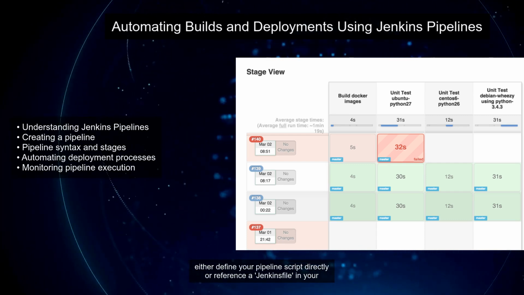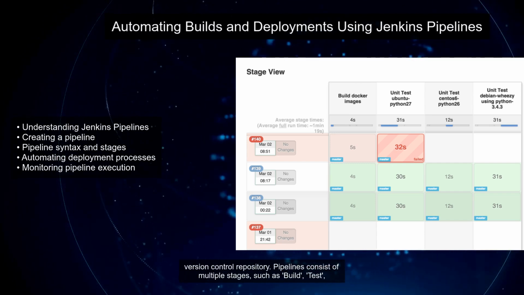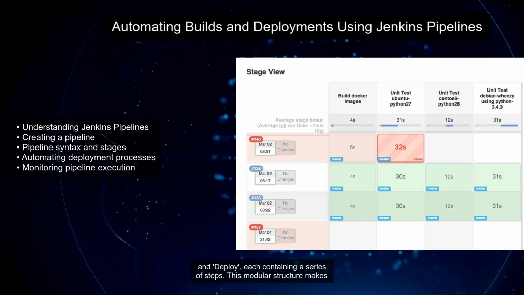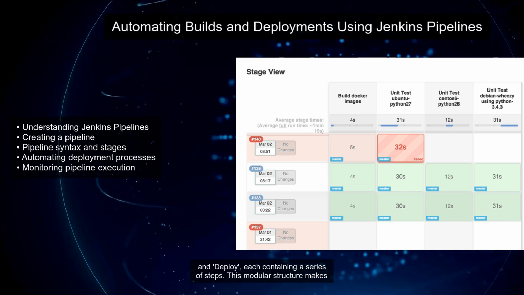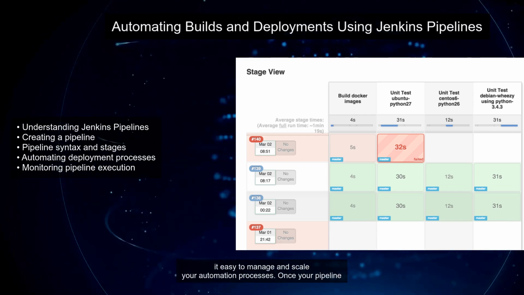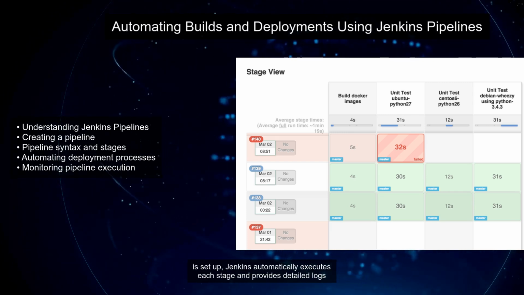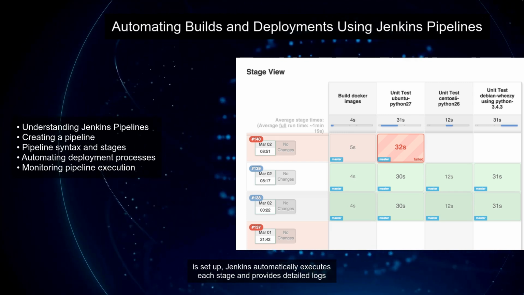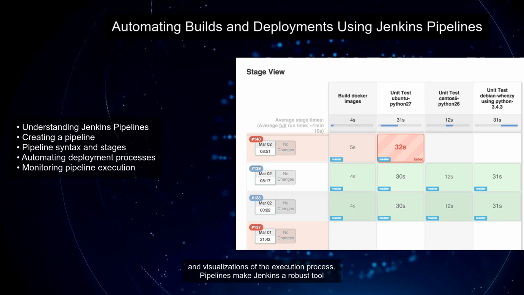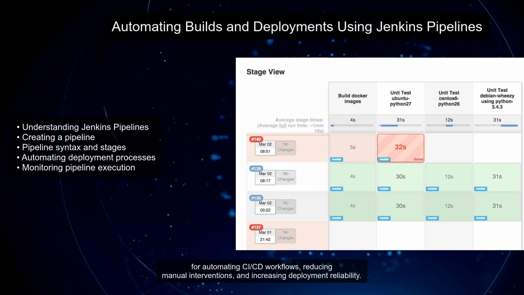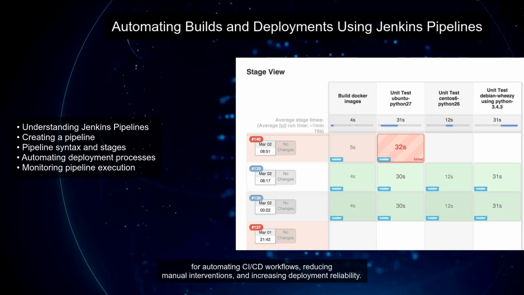Pipelines consist of multiple stages, such as build, test, and deploy, each containing a series of steps. This modular structure makes it easy to manage and scale your automation processes. Once your pipeline is set up, Jenkins automatically executes each stage and provides detailed logs and visualizations of the execution process. Pipelines make Jenkins a robust tool for automating CI/CD workflows, reducing manual interventions, and increasing deployment reliability.